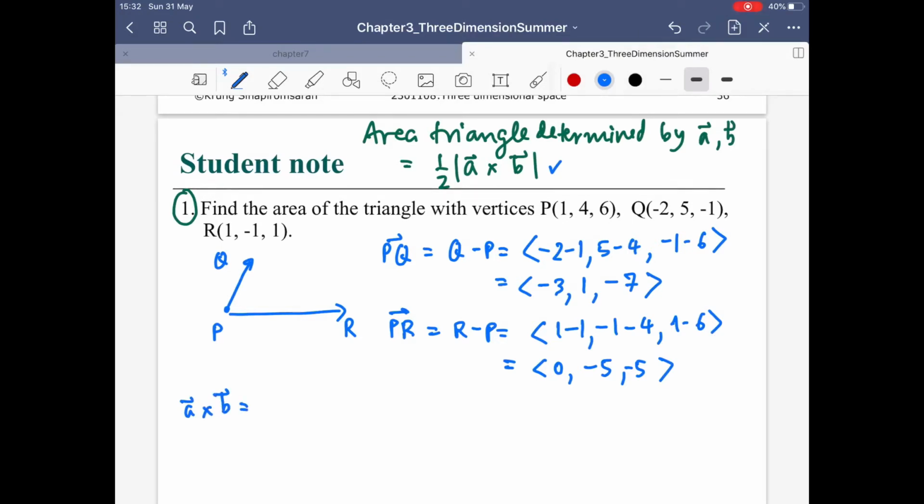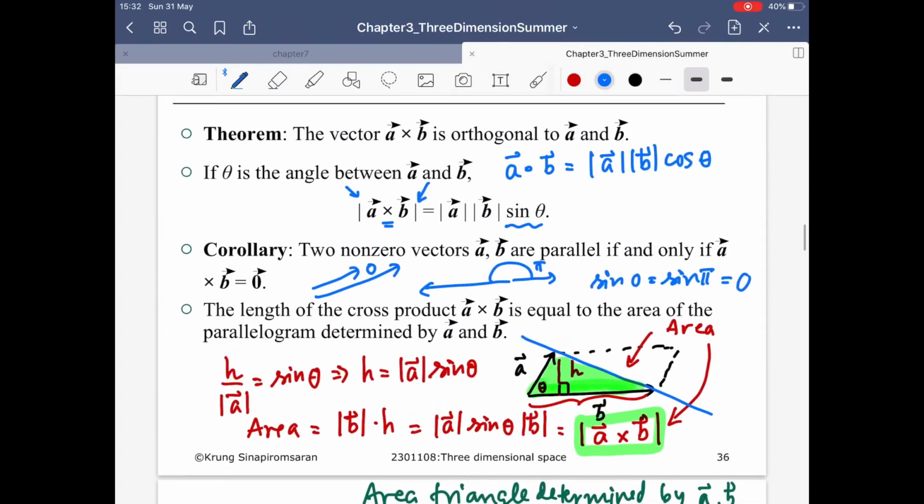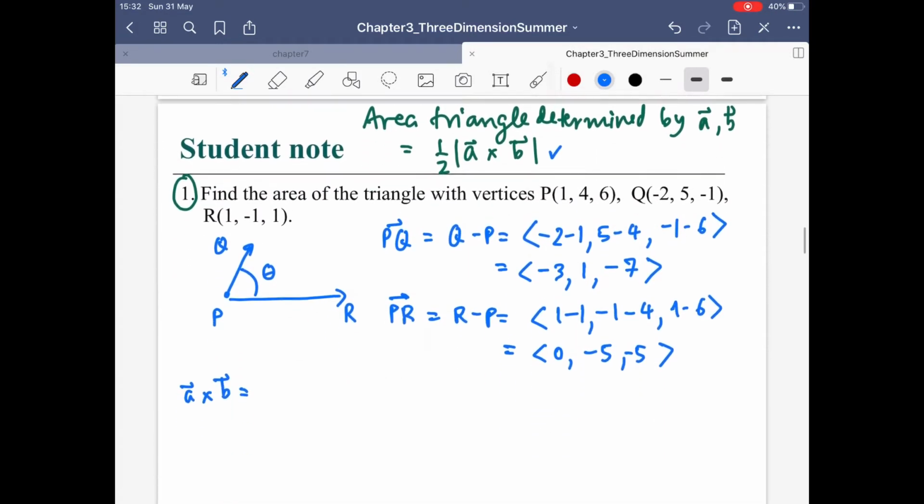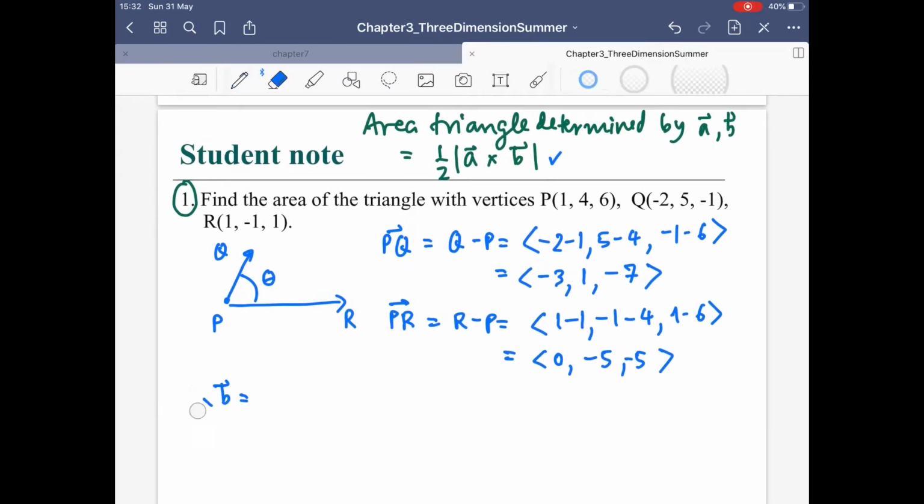Of course, you can find it some other way. For example, you may say that we want to find the theta, and then use the formula with the length of A, length of B, and sine theta. You can find it that way as well. But to find the theta, it would be better to find cos theta using a dot product, because that will be the easier way. However, for this one, we want you guys to practice how to find the cross product. So let us do this problem using a cross product between these two vectors.